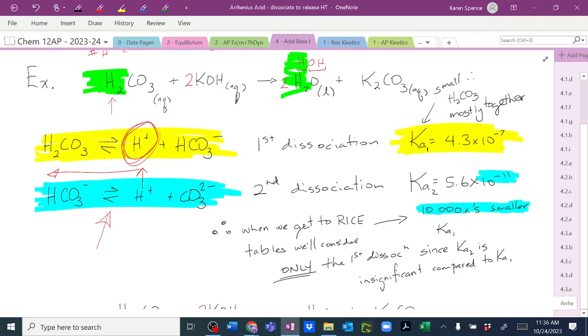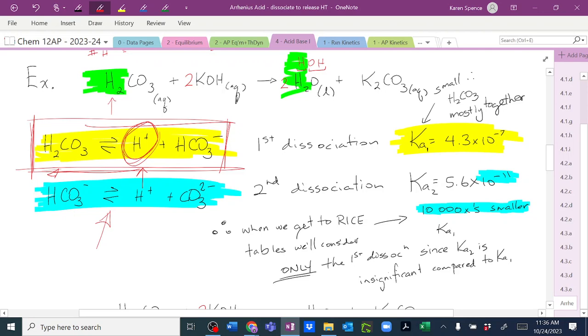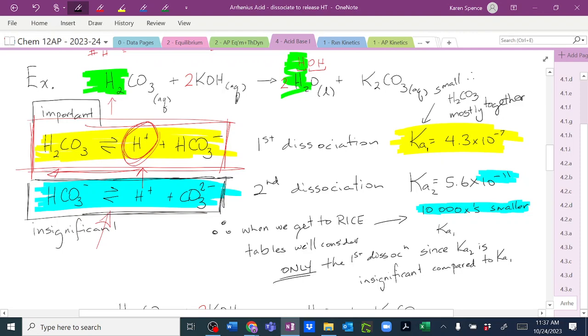Okay. So did we like that? Did that make sense? So you can see that only this one is important when we're only in water. This one here is important. This one here is insignificant. But when we put in a strong base, the strong base will rip the hydrogens right off of those weak acids.